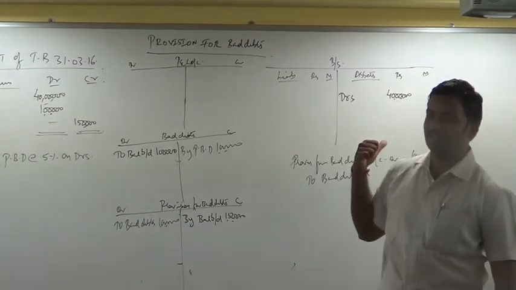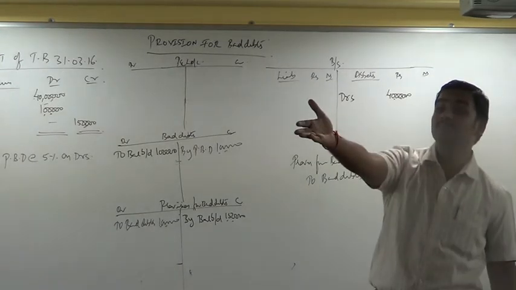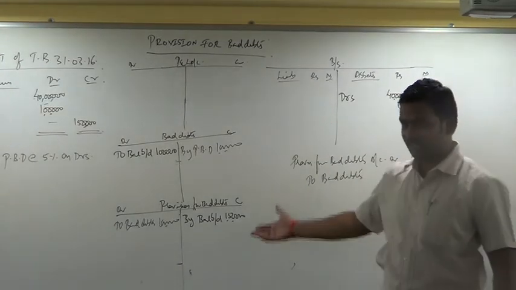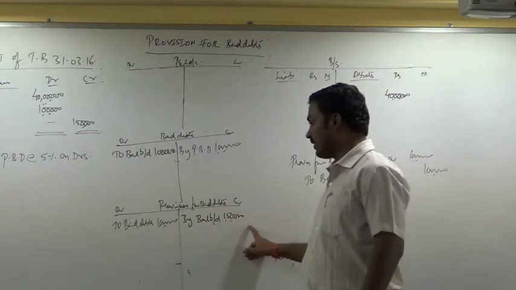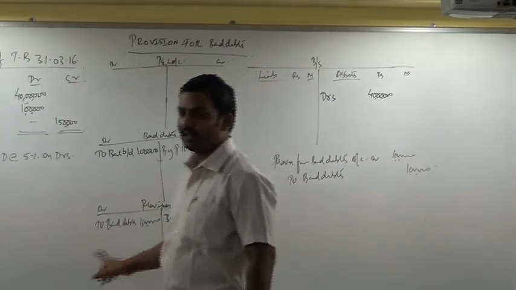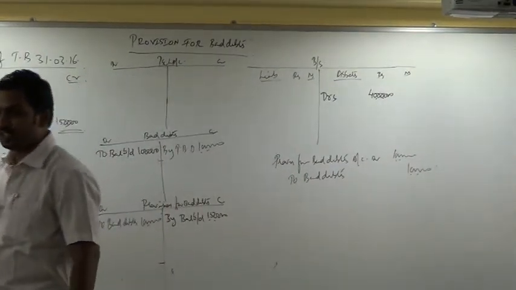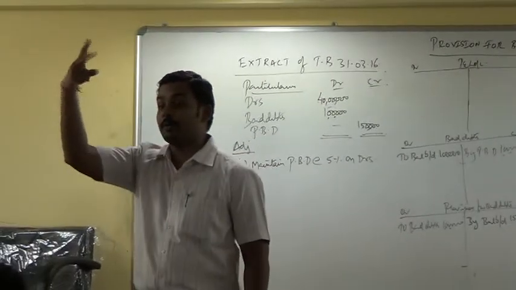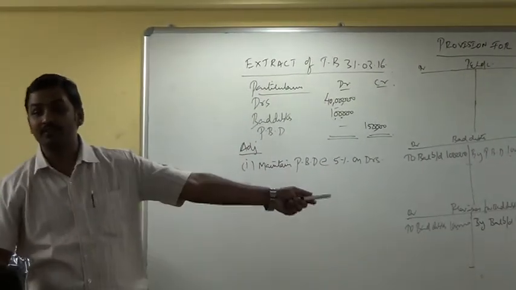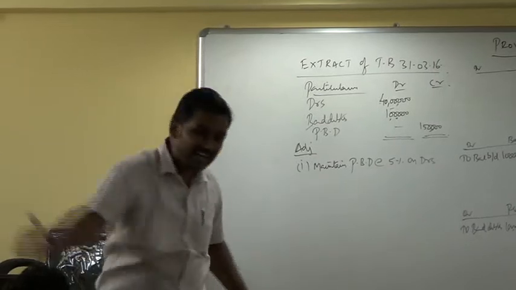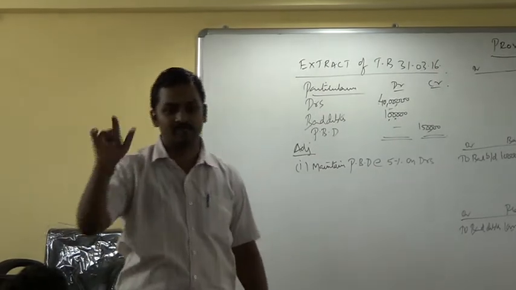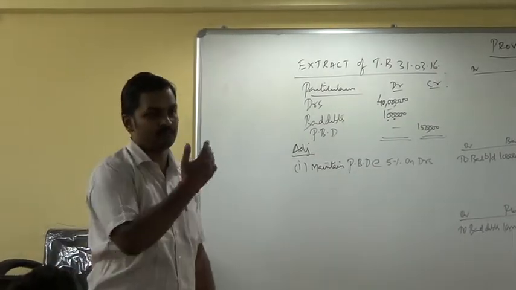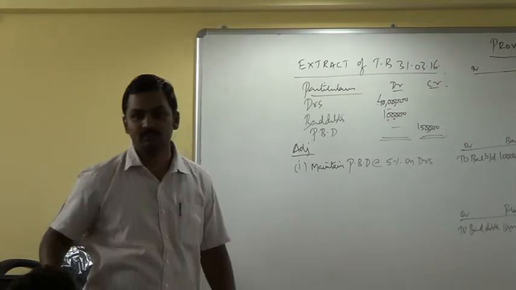Don't solve when I am explaining. What's your name? You. Look at the board when I am explaining. Out of 150 we have used 1 lakh. There is a balance of 50,000. But we want totally how much? 2 lakhs. We only have 50,000. So we have to provide from the P&L account how much? 1 lakh 50,000. So you have to remove it from the P&L account.